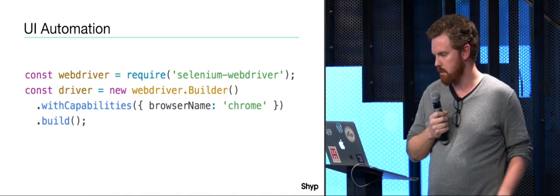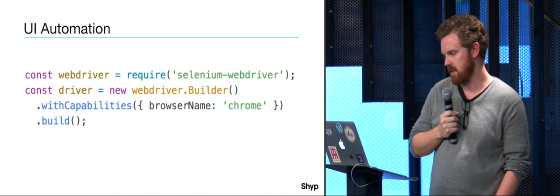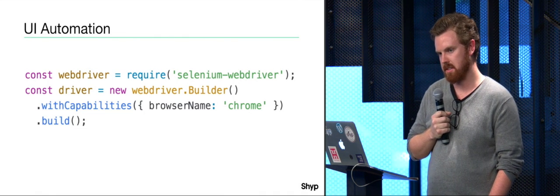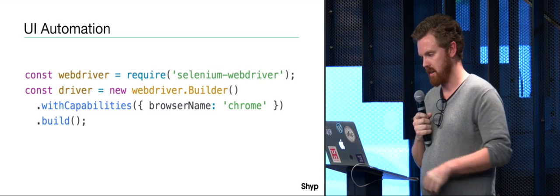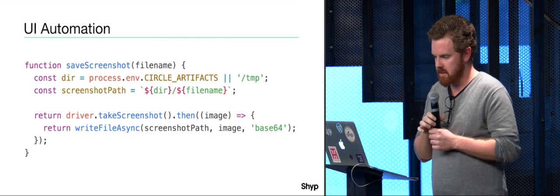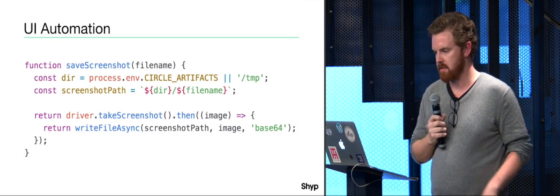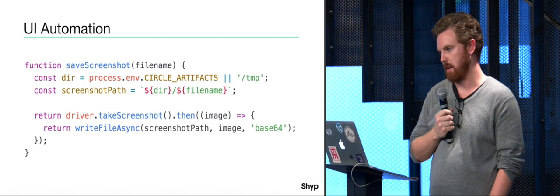So setting up WebDriver proved to be really easy. Circle gives you ChromeDriver binaries on the path. So starting up a new server using the Selenium WebDriver node module is just a few lines of code, which is great. And then I mentioned screenshots. So we wrote a little helper function to take a screenshot and persist it to disk. And we use this in quite a few places.